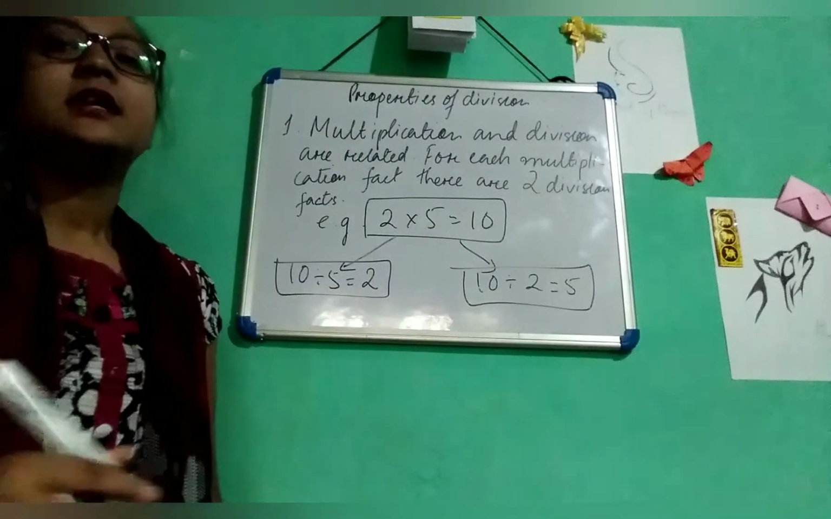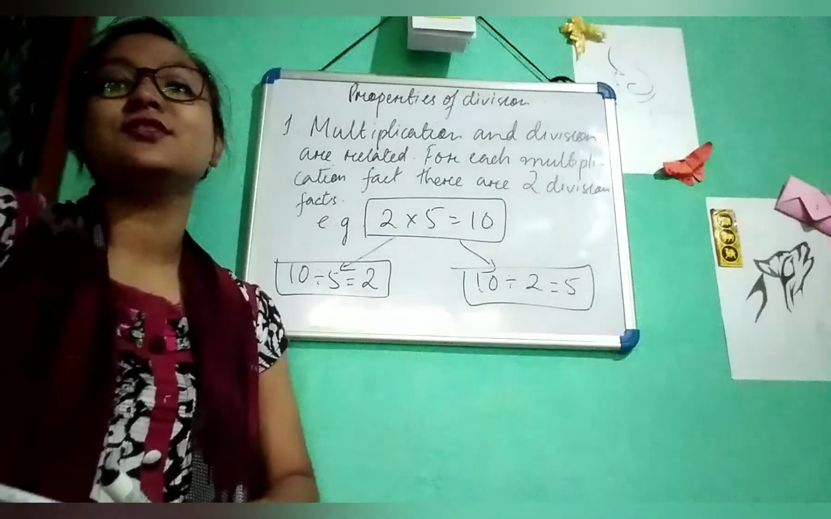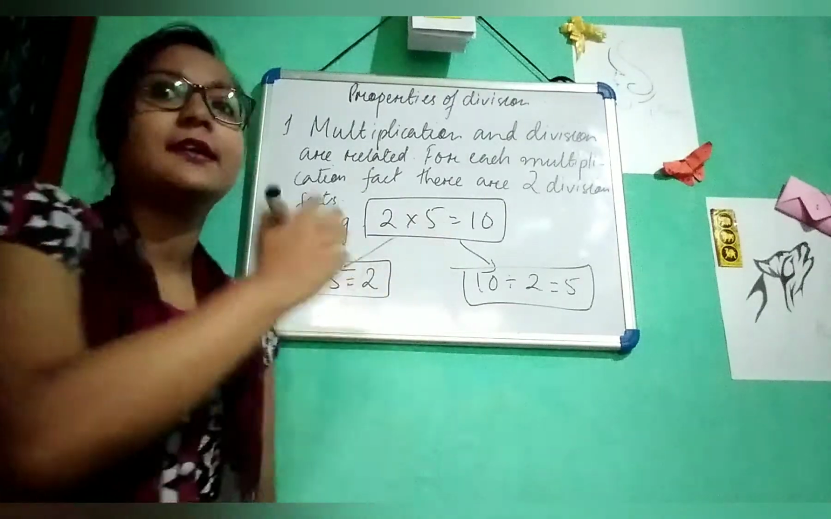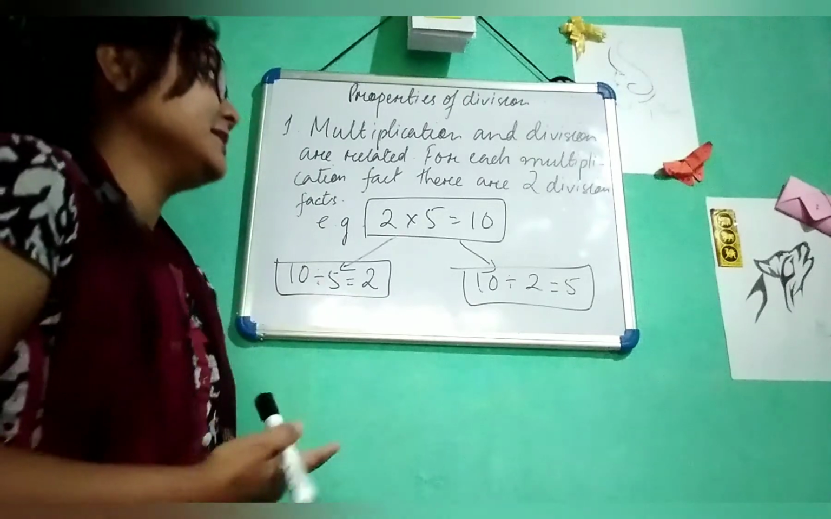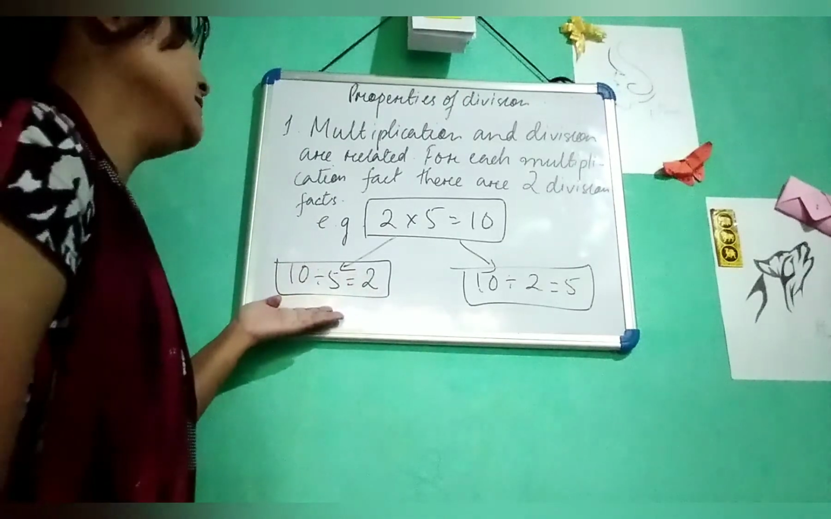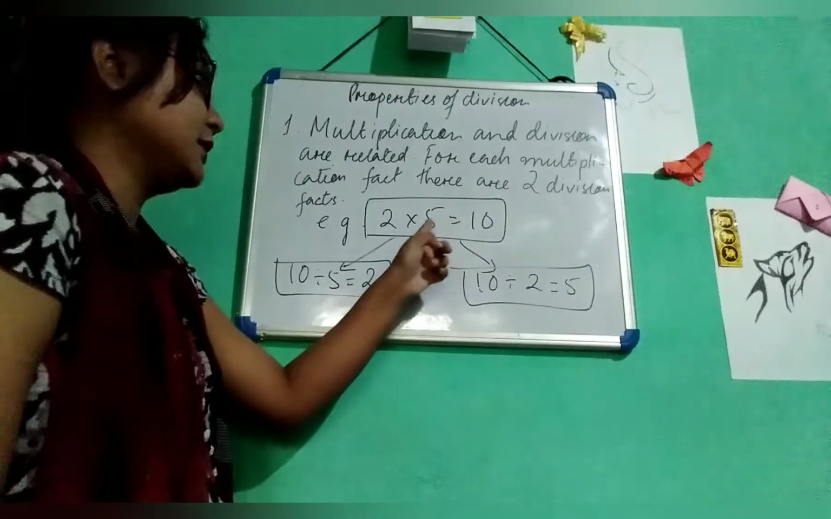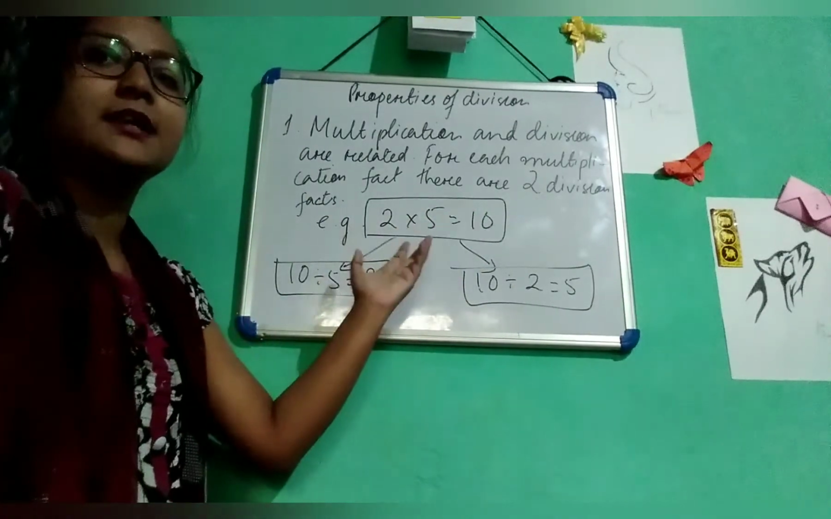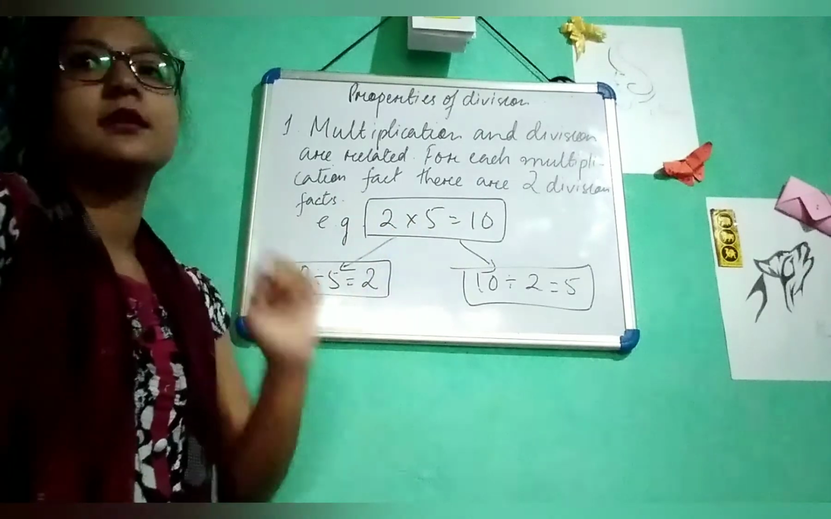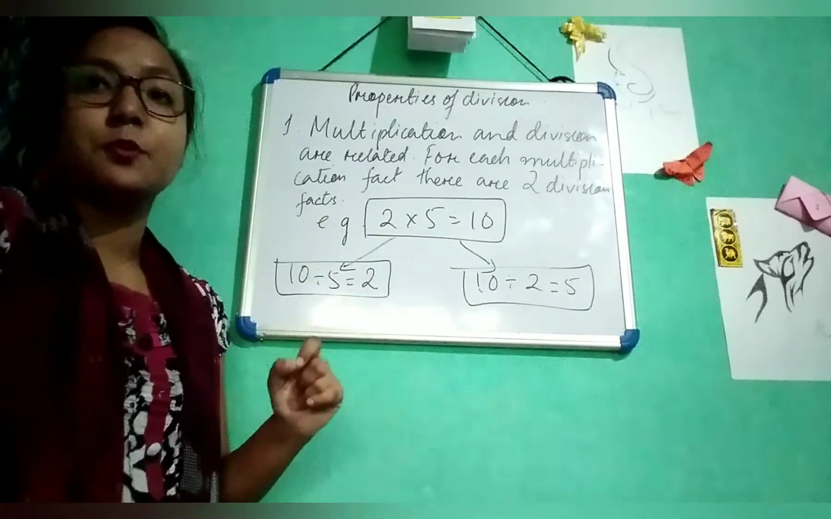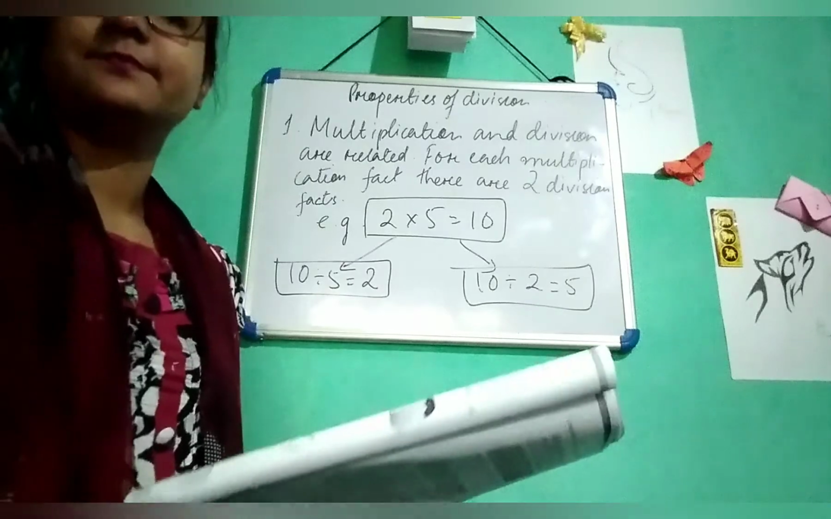In many competitive exams, this type of question used to be there. The multiplication fact used to be given in the exam and you need to tell which one is a division fact. So these are the 2 division facts. 10 divided by 5 is 2. That means when you divide 10 by 2, you will get the other answer. So this is the first property. Let's go to the second property.